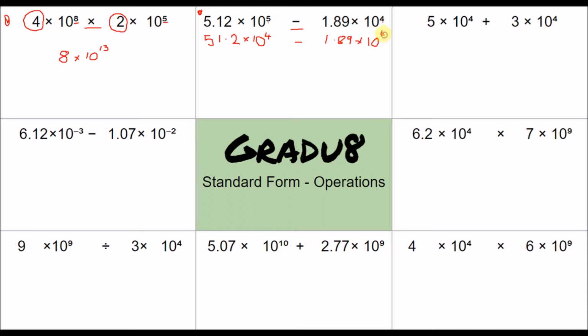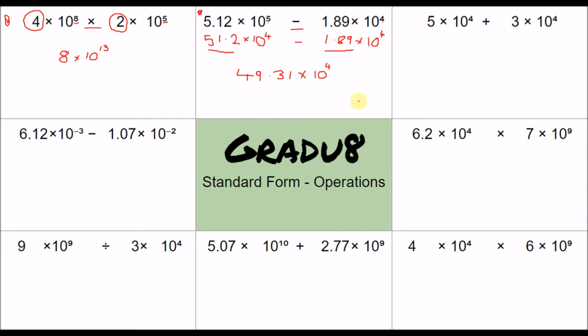Now you've made the powers the same. What you can do is just work with this number here and this number here to find out what you need to do. So it's a subtract question, so I'm going to do 51.2 subtract 1.89. Now that gives me 49.31, and it's times 10 to the power of 4.